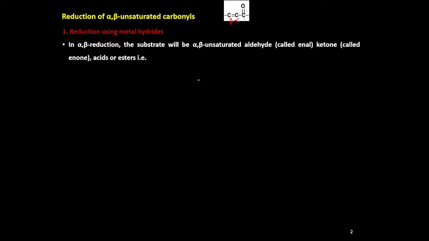In alpha beta reduction, the substrate will be alpha beta unsaturated aldehydes, and this is called an enal. If it is alpha beta unsaturated ketones, it's called an enone. Alpha beta unsaturated acids are called ene acids. Alpha beta unsaturated esters are called ene esters.